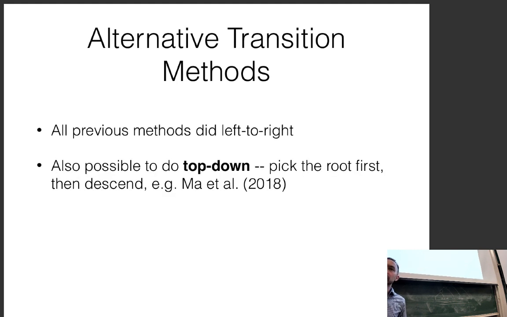There are other ways to do this. One example is top-down dependency parsing. What top-down dependency parsing does is it basically picks the root first, then it picks the children of the root, then the children of the children. Sorry, that would be breadth first. So you pick the root first, then you pick the left child of the root, the left child of that, and you descend in a depth first fashion. One example of this is a paper called Stack Pointer Networks by Max Ma.